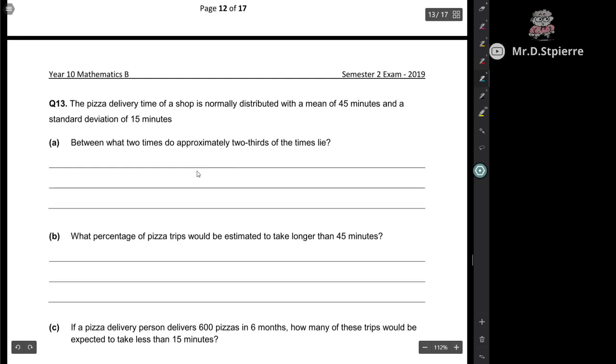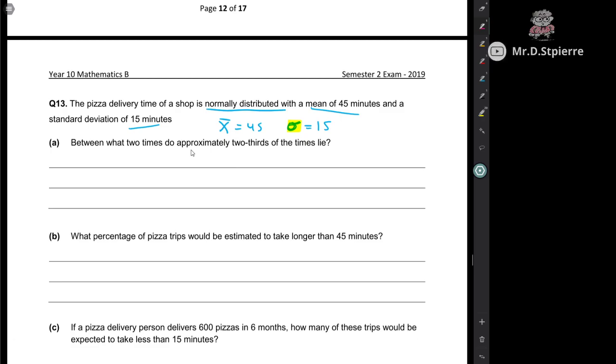Question 13. Pizza delivery time of a shop is normally distributed. So this is a normal distribution question with a mean of 45 minutes and a standard deviation of 15 minutes. So straight away I'm just going to write down that information, that the mean is 45 and the standard deviation is equal to 15. Some of you may have seen this symbol before called sigma. That's normally what's used for standard deviation. Sometimes when it's first introduced, they also use S is equal to 15, just saying S for standard deviation. But I'll use sigma from here on out, just to be clear.